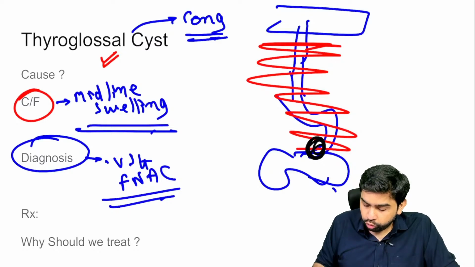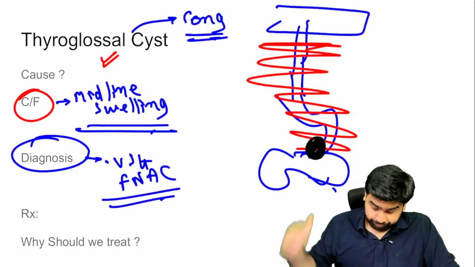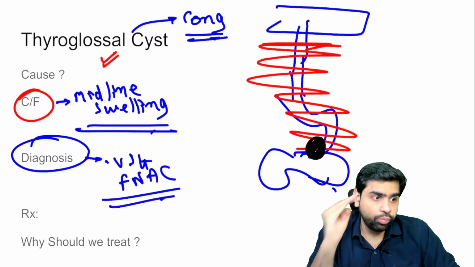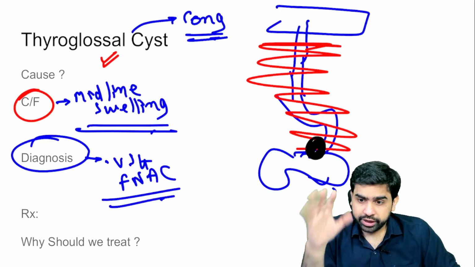And yes, some of you have pointed it out. The most common location of this thyroglossal cyst is subhyoid, just below the hyoid bone. That is going to be the most common site of this kind of thyroglossal cyst.